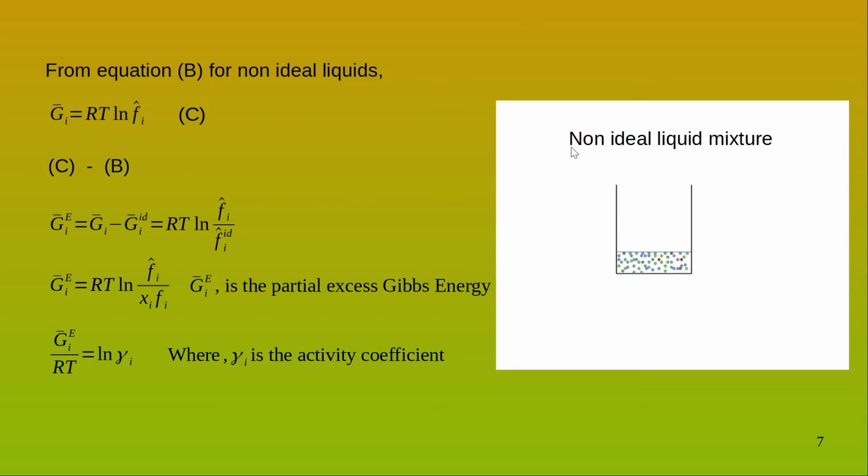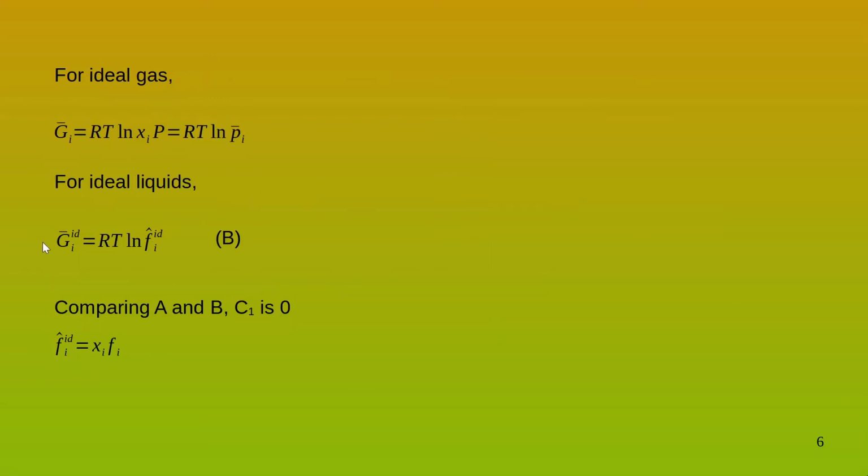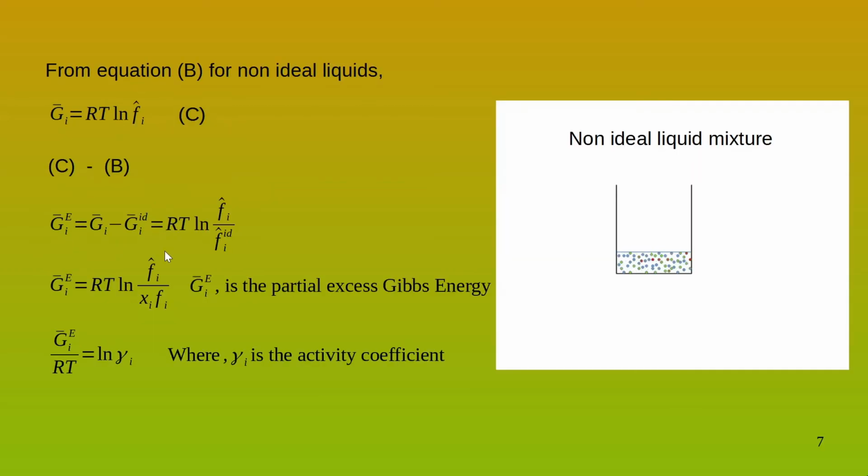Therefore, for a non-ideal liquid mixture, from equation B, which is this, we are motivated to write the equation Gi bar, that is the partial Gibbs free energy of component i in this liquid mixture, where i can be the red molecule, is equal to RT ln fi.